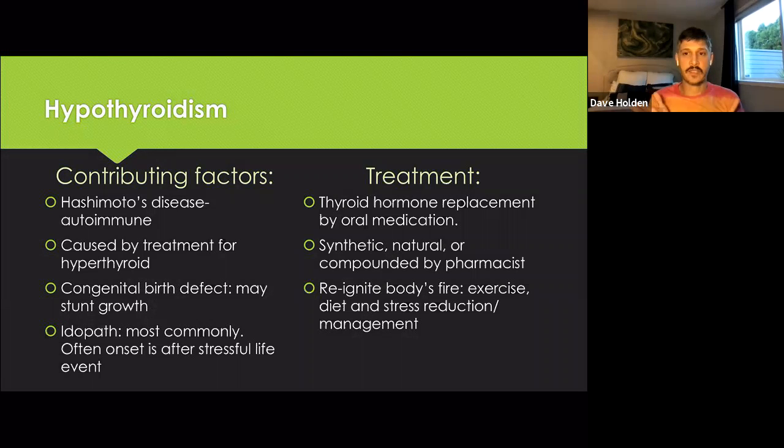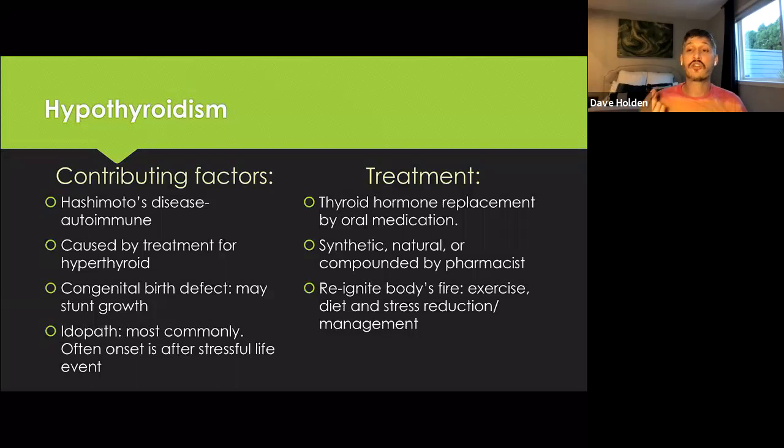So lots of things could contribute to hypothyroidism. We have Hashimoto's disease. This is an autoimmune disorder. It could be caused by treatment for hyperthyroid conditions, right? So your problem is you've got too much thyroid hormone. So they give you drugs to lower your thyroid hormones. And now your problem is I have too low thyroid hormones.